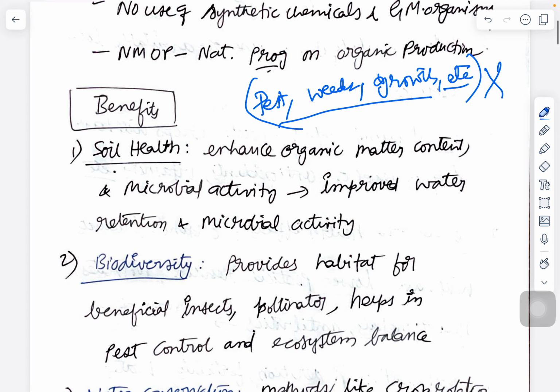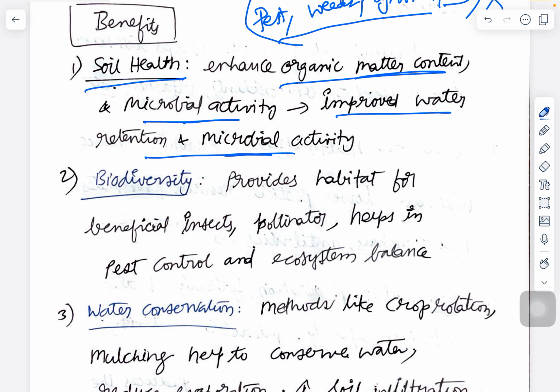For example, if you look at the benefits of organic farming, you can start with soil health. It enhances the organic content and also microbial activity. Organic farming improves water retention and microbial activity. Then it also looks into the aspects of biodiversity, in the sense that organic farming provides a habitat for beneficial insects and pollinators.